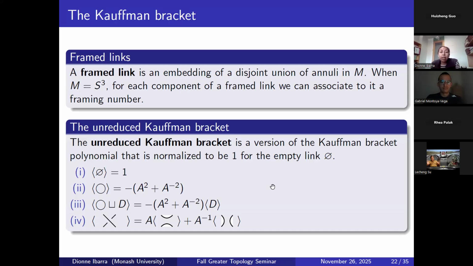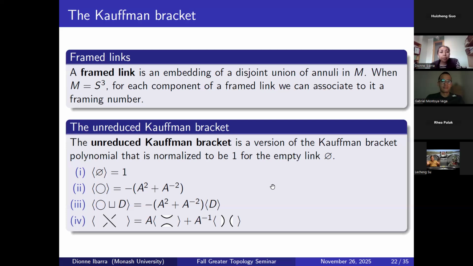So a framed link is an embedding of a disjoint union of annuli in a manifold. And in particular, we really care about when the manifold is S3, because now we can associate a framing number to that by the writhe of the knot. So you can take the diagram and embed it onto the plane, where you will have the normal vector on your annulus pointing orthogonally up at all times.